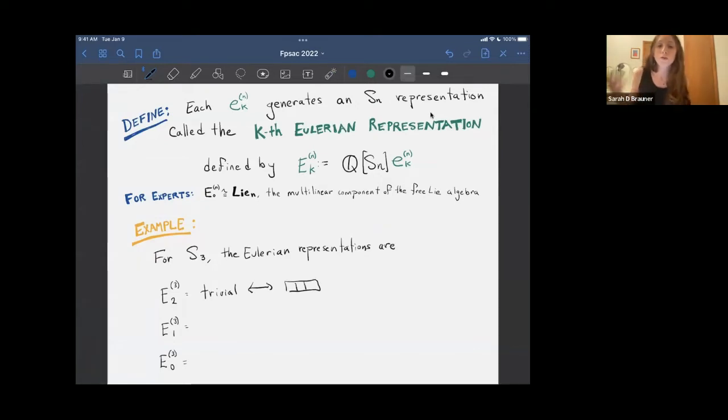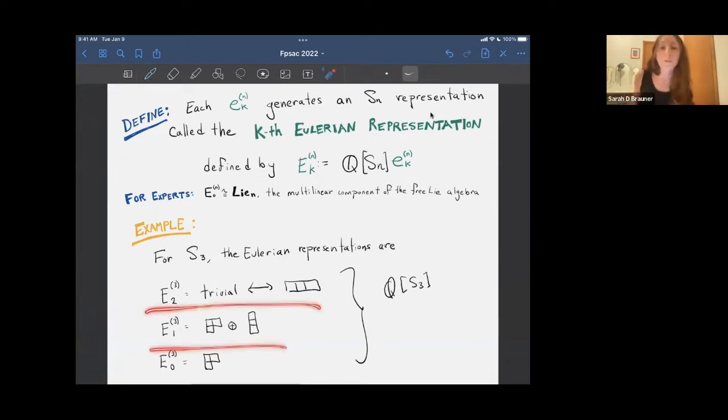Okay, and the other two are a little bit harder to see, so I'm just going to tell you the k equals 1 case is a sum that looks like this, and then the k equals 0 or Lie case turns out to be this irreducible. Okay, and so you might notice that altogether these give me the regular representation of S3, and that's going to be true in general. I'll get some sort of decomposition of the regular representation.